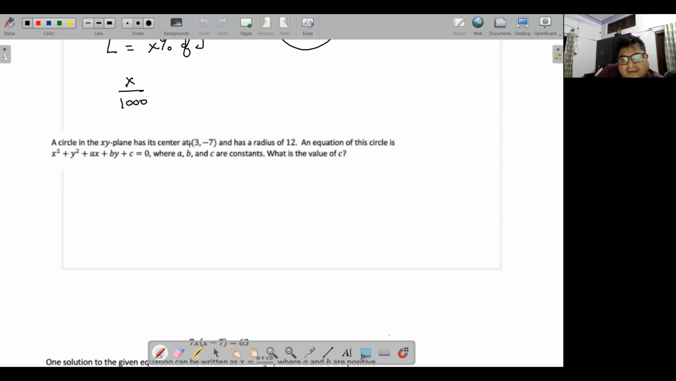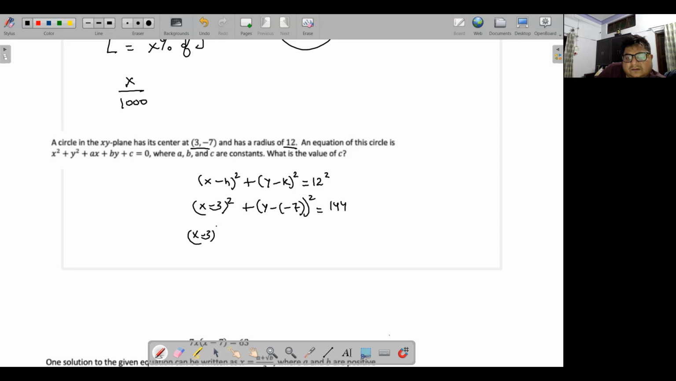So if the center and the radius are given, then you have to write the equation of a circle. The standard equation is (x - h)^2 + (y - k)^2 = 12^2. The value of h is 3, so (x - 3)^2 + (y - (-7))^2 = 144. Now (x - 3)^2 + (y + 7)^2 = 144.